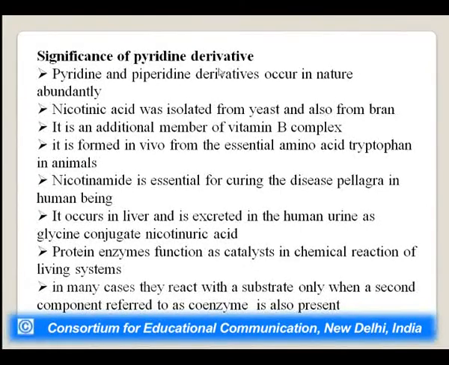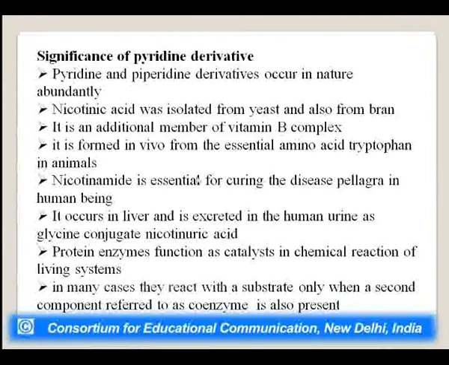Now, the significance of pyridine derivatives in our daily life, or you can say the biological importance of pyridine derivatives. Are they important biologically? Of course, yes. Why is it so? You can see in the coming slides. Pyridine and piperidine derivatives occur in nature abundantly. If you remember, I discussed in heterocyclic compounds that pyridine is the first heterocyclic compound discovered. Nicotinic acid was isolated from yeast and also from bran. It is an additional member of the vitamin B complex. It is formed in vivo from the essential amino acid tryptophan in animals. Nicotinamide is essential for curing the disease pellagra in human beings. It occurs in liver and is excreted in human urine as the glycine conjugate nicotinuric acid.